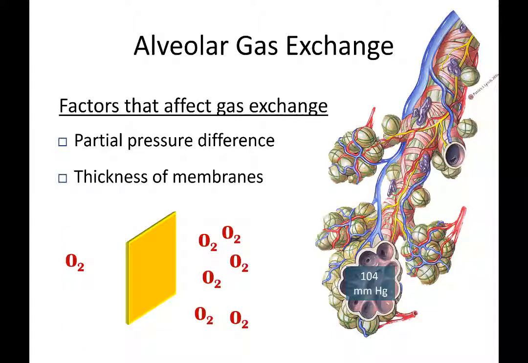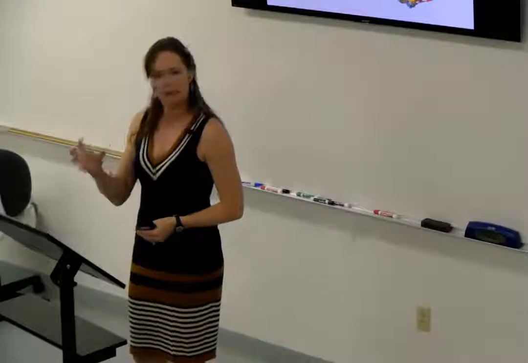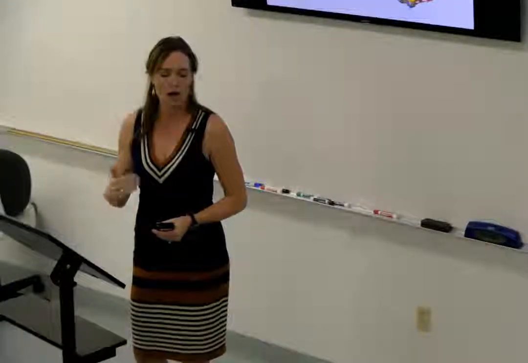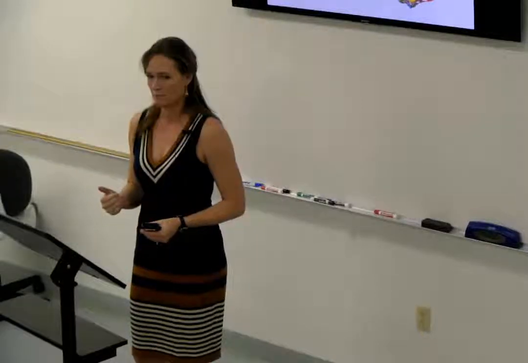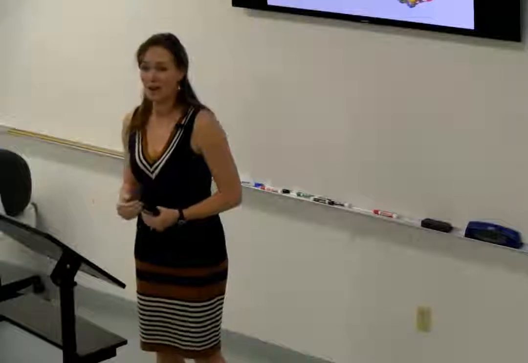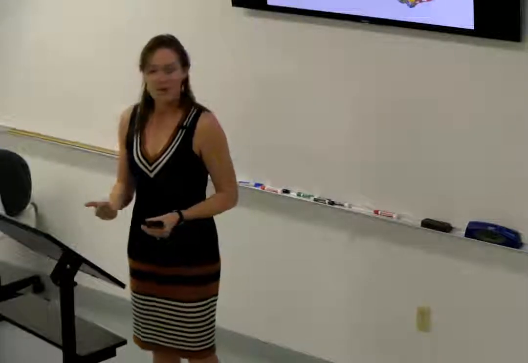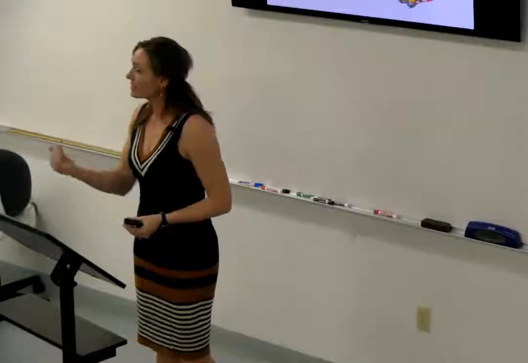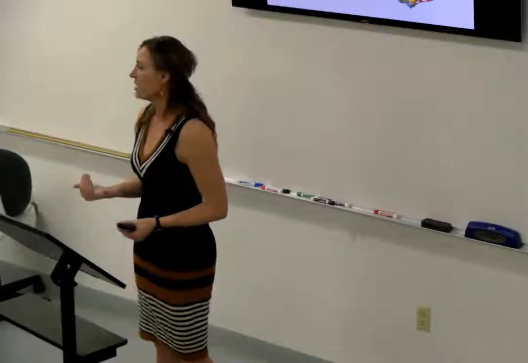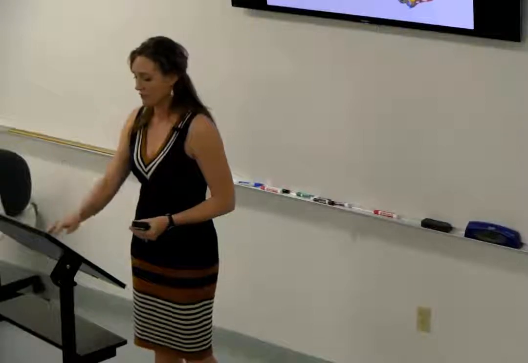The thickness of membranes. So we have the membrane thickness between the air and the blood. Would you want a really nice, big, thick membrane, or do you want a nice, thin membrane to cause the maximal diffusion? Thin. So this is one of those cases where more is not better. The thickness of the membrane is going to be a factor of how effectively we get oxygen to get out of the alveolus and into the blood.